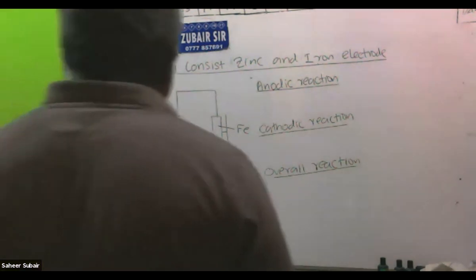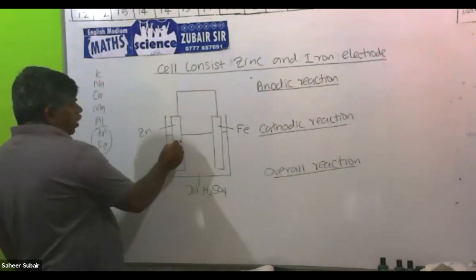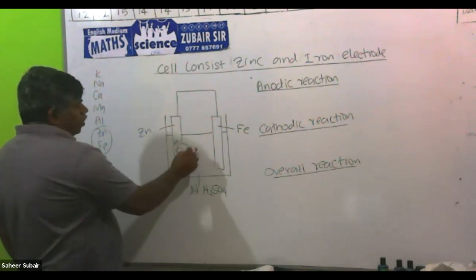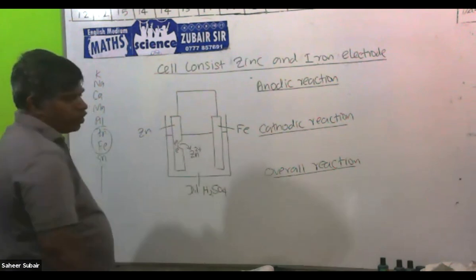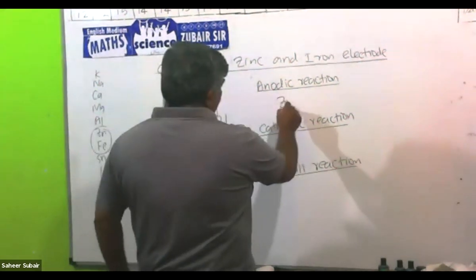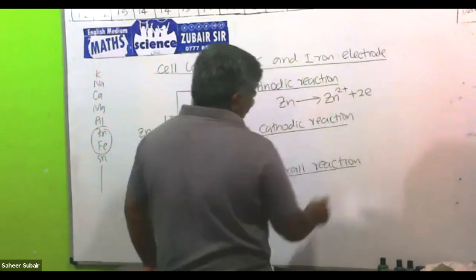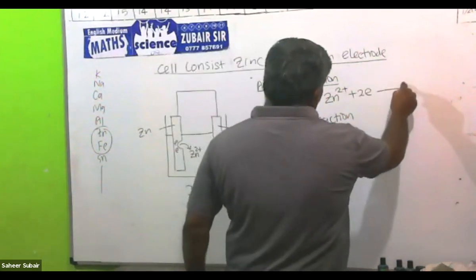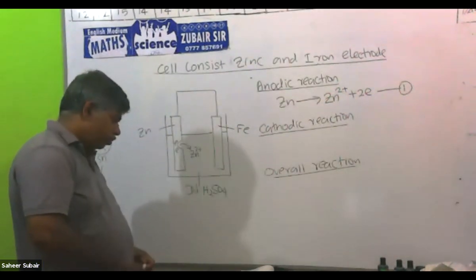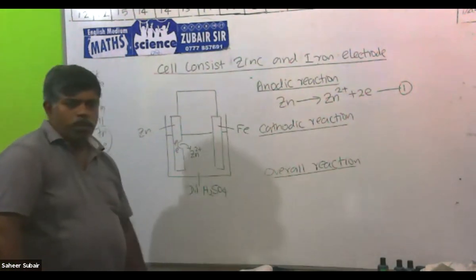So what is the anodic reaction? Reaction of the zinc. Zinc atom is there that puts 2 electrons into this and jumps into the solution as Zn2+. In the first cell we have written the same way: zinc becomes Zn2+ by putting out 2 electrons. This is the first half reaction.